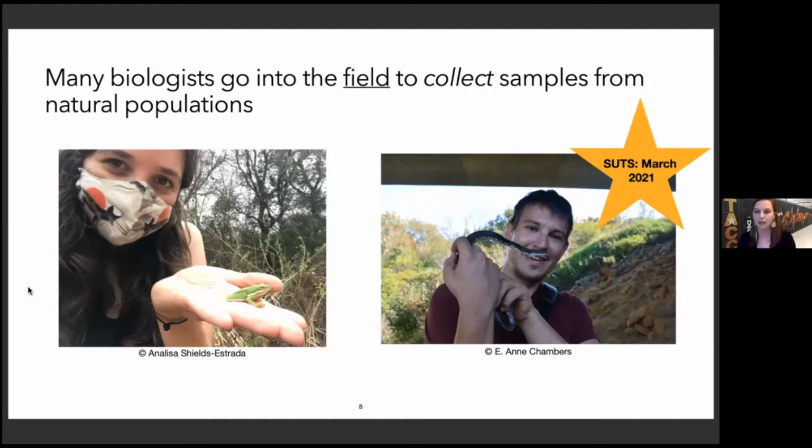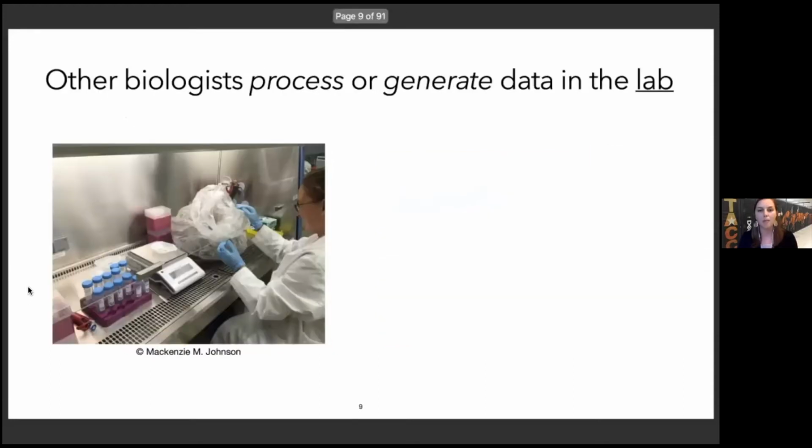So these are all people that go out into the field and do field work, but we also have people that do work in the lab. And so this might be processing the data that they bring in, or it could be doing experiments to generate new data sets. So this is an example of an experiment that I participated in, where we were looking at how different fungi were able to remove fuel from soil. That way we could learn more about maybe some natural bioremediation experiments.